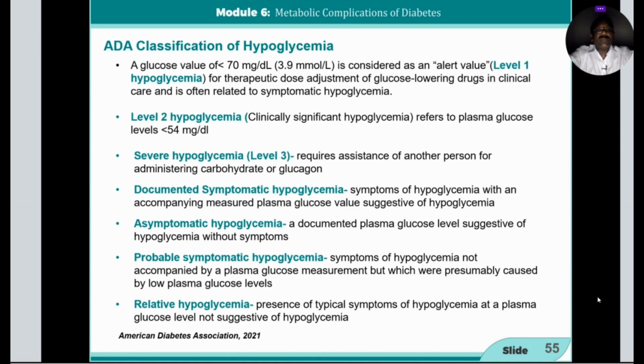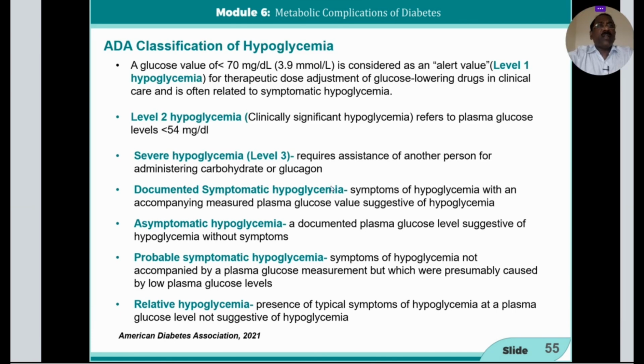And probable symptomatic hypoglycemia: symptoms of hypoglycemia not accompanied by a plasma glucose measurement, but which were presumably caused by low plasma glucose levels. And the last one is relative hypoglycemia. That is the presence of the typical symptoms of hypoglycemia at a plasma glucose level not suggestive of hypoglycemia. Out of all these, the last one is very, very common in our society.